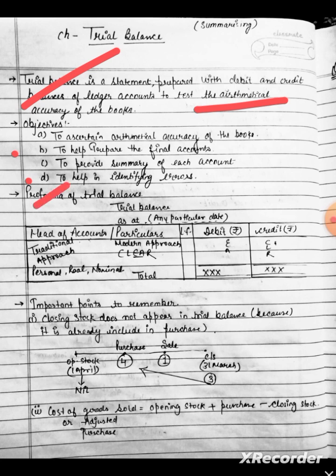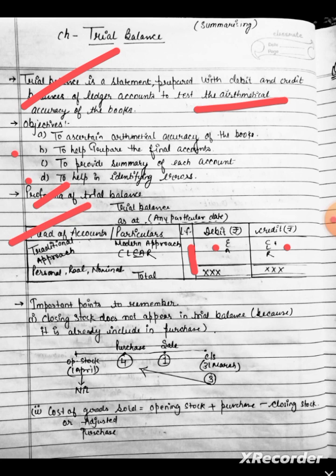The format of a trial balance is as at a particular date on which it is prepared, because a trial balance is prepared on a particular date to check the arithmetical accuracy of the books of accounts. Here you have to mention the head of the accounts, or the particulars, related to the balance account name. Then there is a column, namely ledger folio, which is the page number of the ledger account, then the debit amount and credit amount.